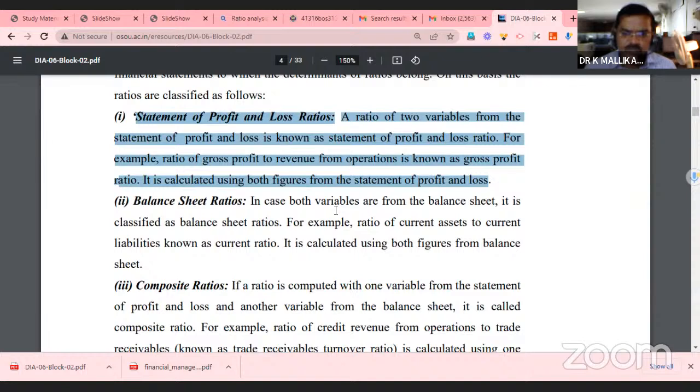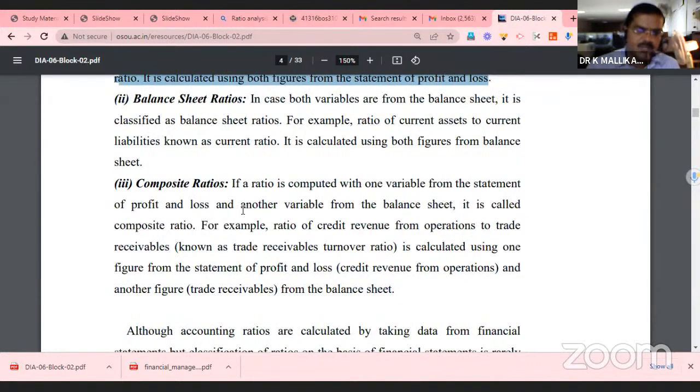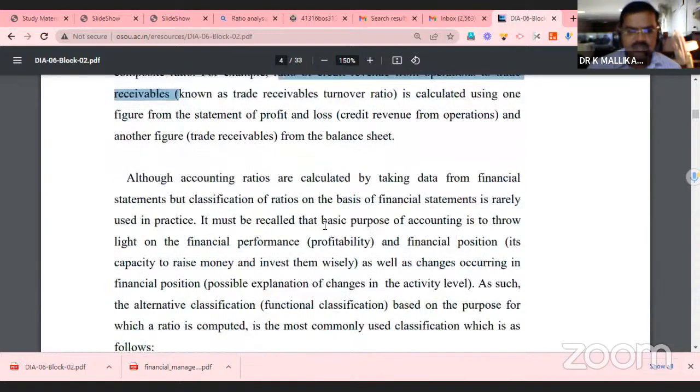The second one is balance sheet ratios, meaning ratios based on balance sheet data. So we can calculate current assets, current liabilities, or the company's debt, and the proportion of assets, asset turnover ratios, all these. Composite means we take some data from both the profit and loss account and the balance sheet, so both data can be used for comparison. For example, the ratio of credit revenue from operations to trade receivables.